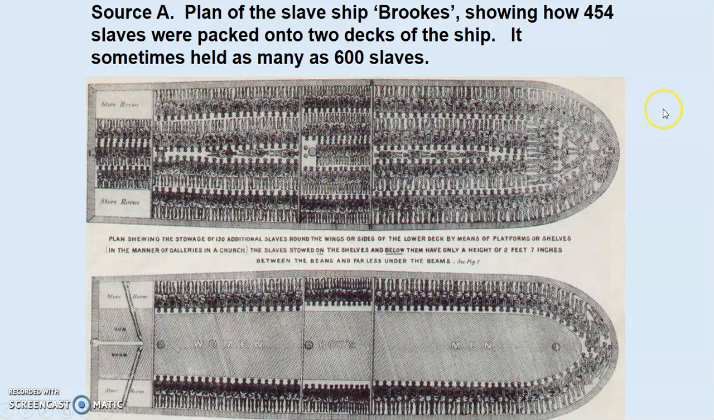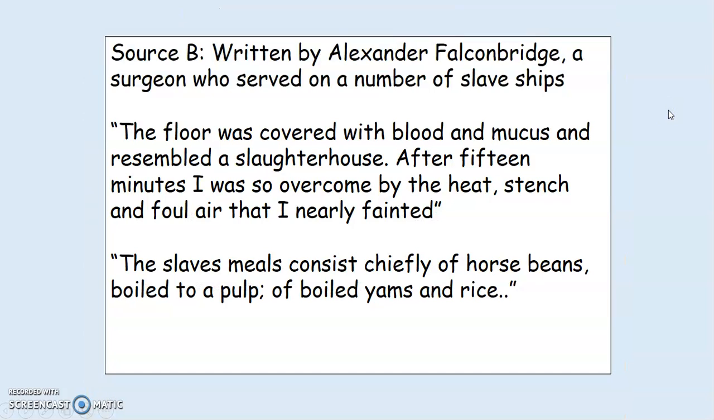Okay, so I'm going to quickly go through the different sources now. So we did source A together. Source B was a source written by a surgeon who served on a number of slave ships. And what it really shows you here was the type of conditions people were forced to live in. The floor covered with blood, the mucus, the heat, the stench, the foul air, and really interestingly, the kind of food they were given. Horse beans, boiled yams and rice, and perhaps not much of it. Again, emphasizing the poor conditions in which captured people were kept.